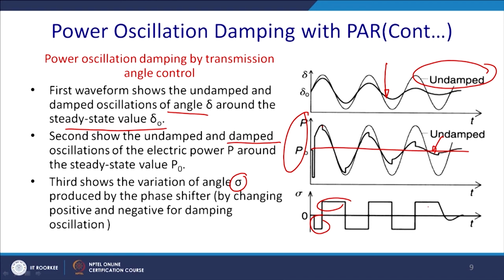Generally it starts at a quadrature and accordingly will change. And generally what you can see is that since the change is positive, you inject the negative phase to bring it down, and you inject the positive phase to bring it up for the negative change in delta. So, by phase shifter, by changing the positive and the negative damping oscillation, by changing sigma, you gradually bring down the delta angle to the steady state value. So, thus this can effectively damp out the power oscillation.